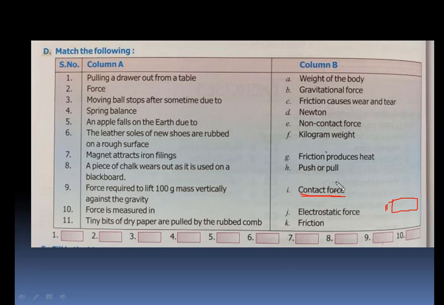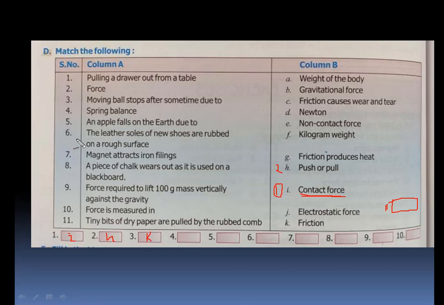You are pulling something, you are making contact. Without contact, you cannot pull it. Now, what is force? Push or pull. Force is a pull, better I should write it here. First one is I. Second one is H. Third, a moving ball stops after some time. What is the reason? Because of friction. K.